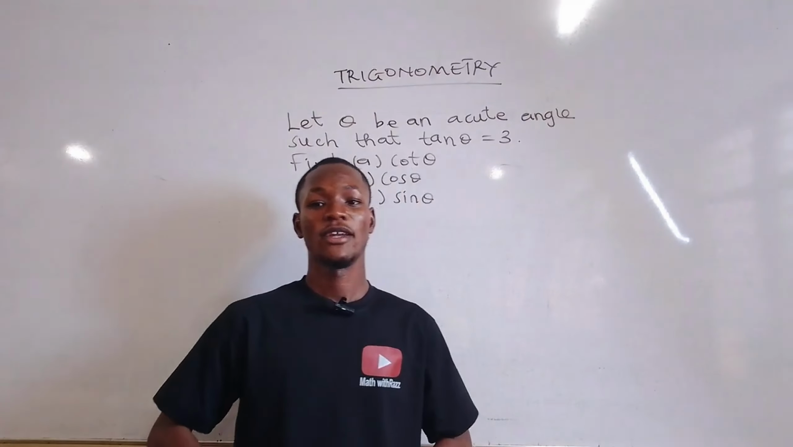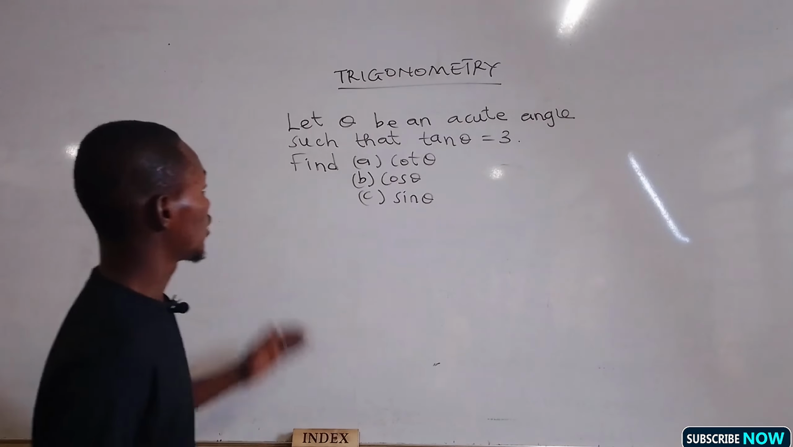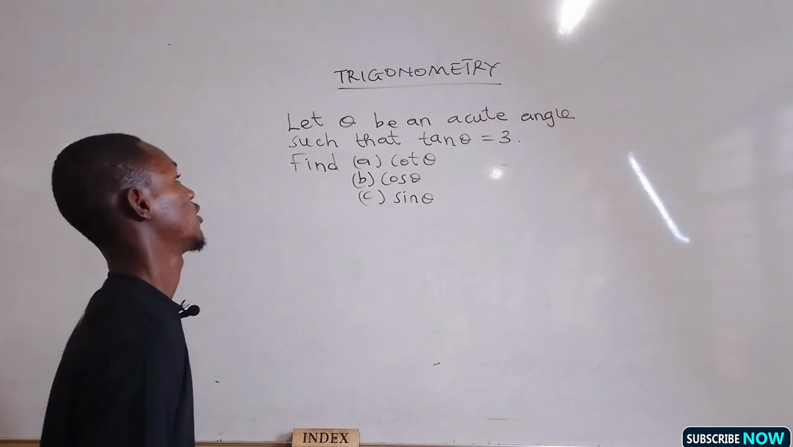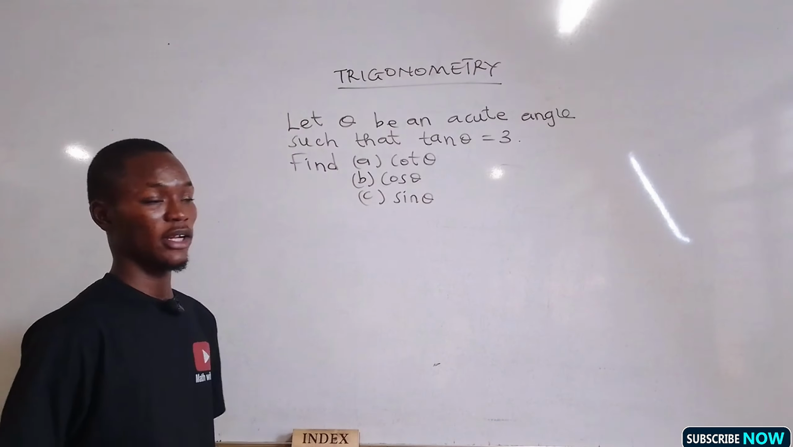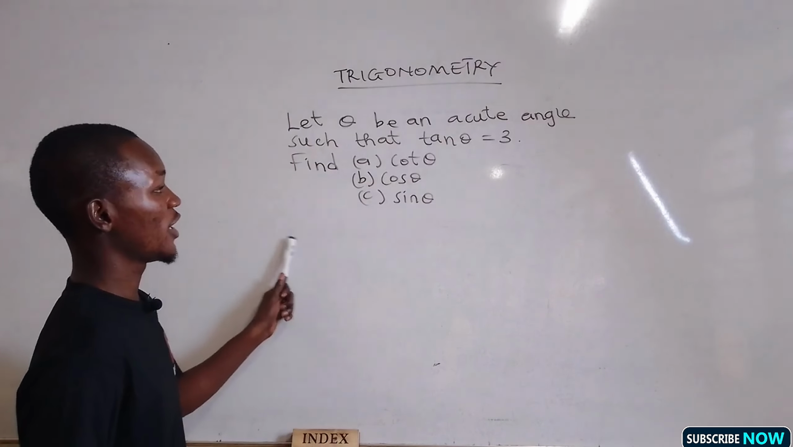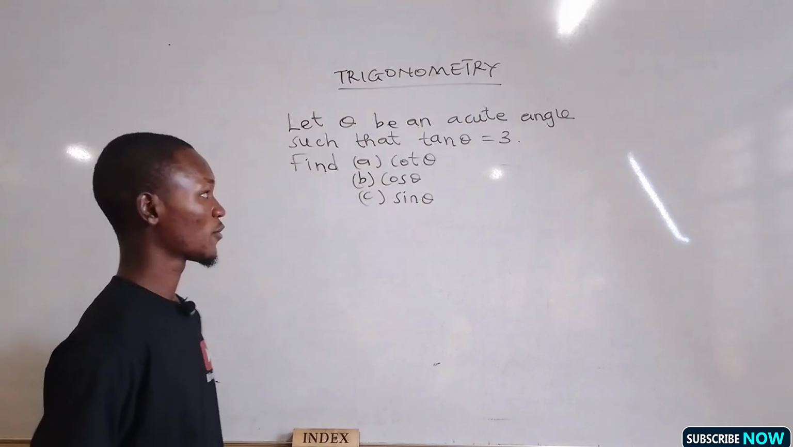Alright, welcome back again. We are going to look at our first example on trigonometry. Now let's look at this nice question on the board. Let theta be an acute angle such that tan theta is equal to 3. We have to find cos theta and sin theta.